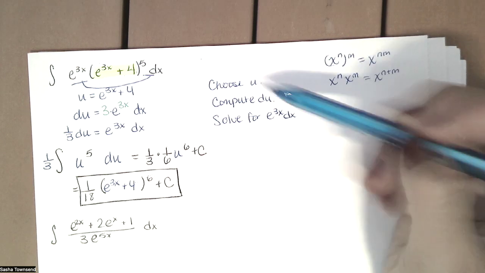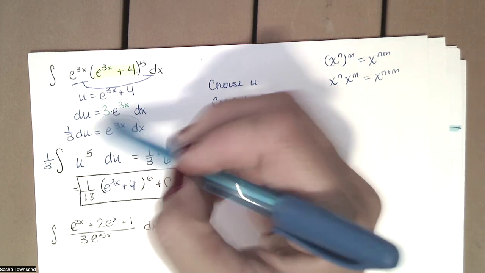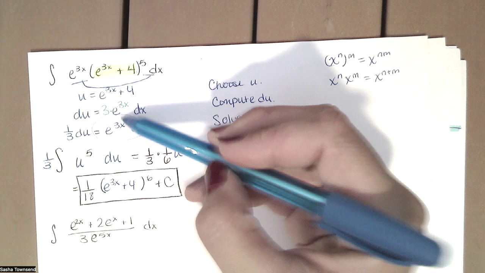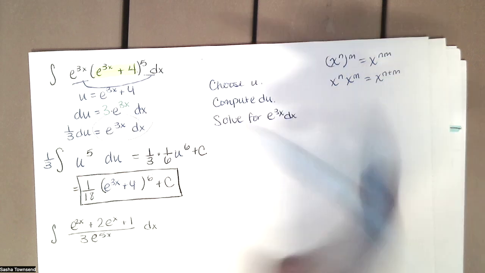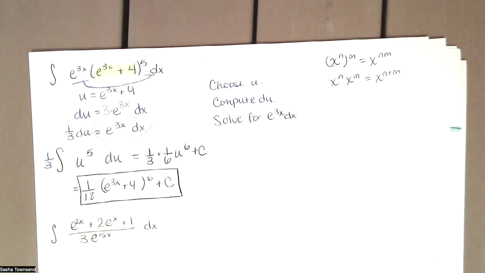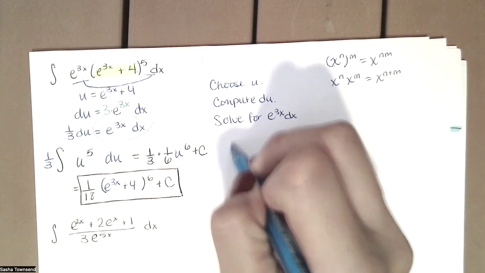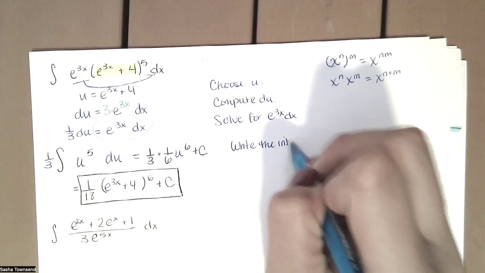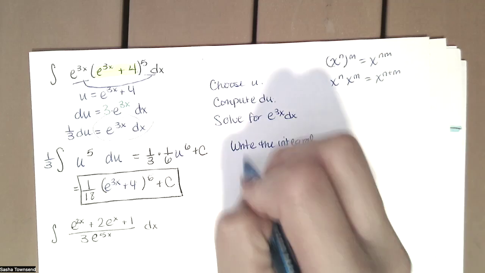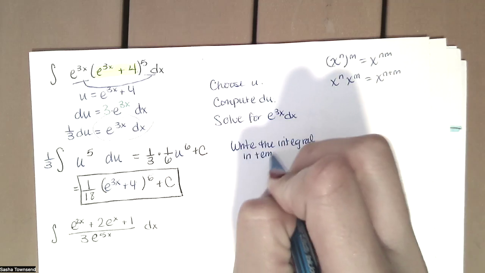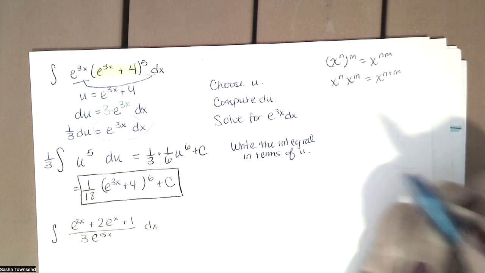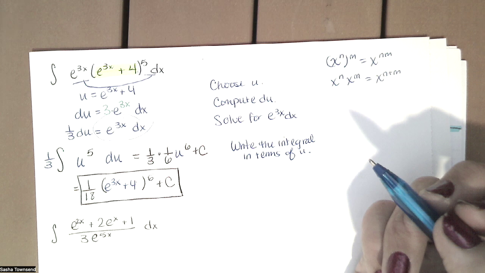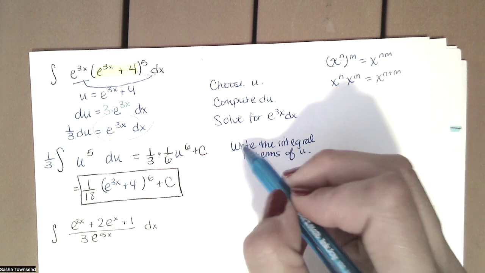So we chose an inside function, we compute du, we solve for whatever we have, that extra factor here. It tends to be some function of x times dx. And then the goal is to write the integral in terms of u. And our hope is that after we write that integral entirely in terms of u, that we'll have a basic rule. Now, sometimes we make a u substitution or a particular choice and we still don't have a rule for it, so we might have to substitute again. But that's what we do.